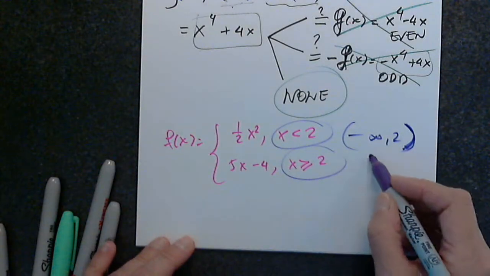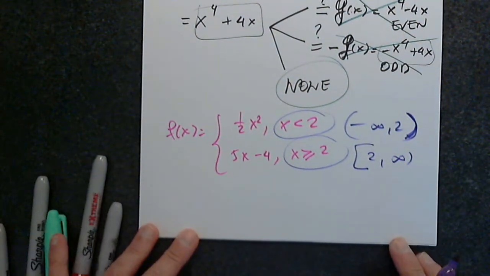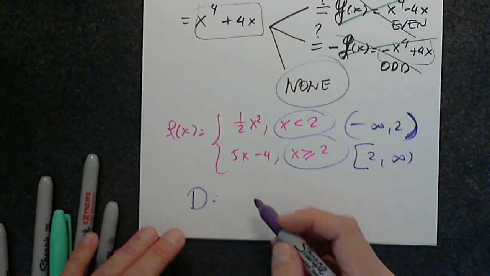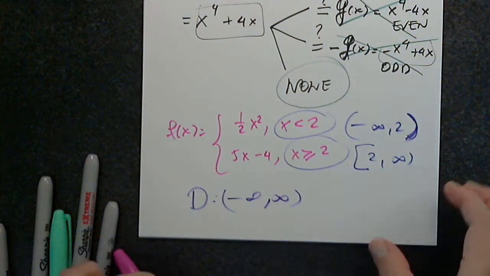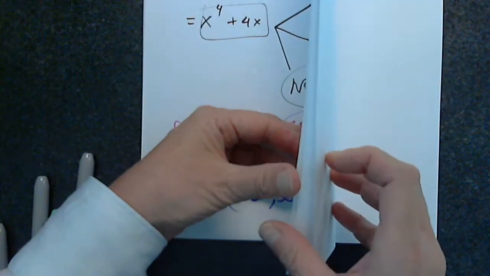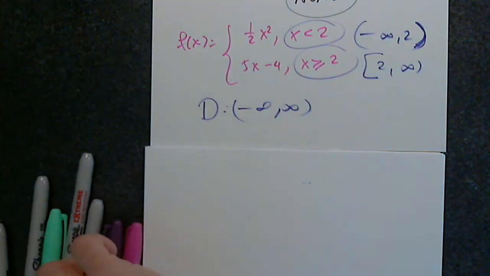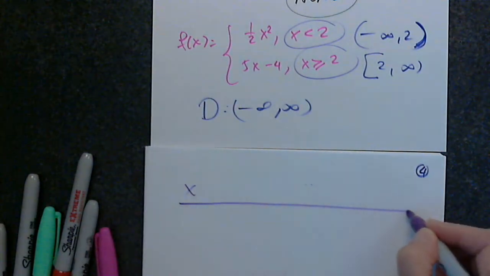Then this will change into bracket 2, comma, infinity. Do you agree with these two? And then will you give me the domain then? Right, nothing is missing. There is no gap in the graph. Perfect. So now I can get my table going.